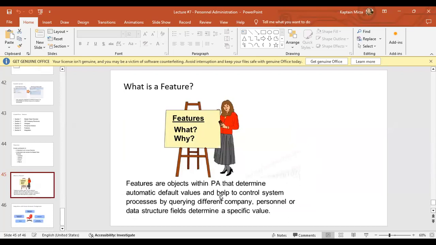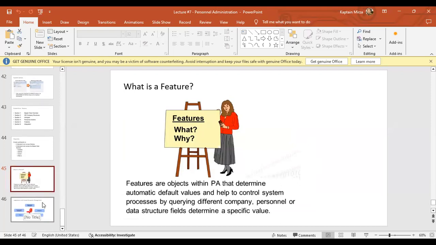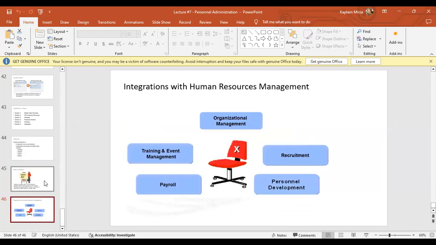What is a feature? Feature objects within personal actions determine automatic default values and help to control the system by querying different company, personal, or data structure fields to determine a specific value. Basically, features are outlines of a certain person, associated with a certain set of persona. Like an engineer will be required to have a bachelor's in engineering with 3 years of experience. That is a feature that will fit that person. So the integrations with that very person will be carried out at the payroll level, organizational unit level, recruitment level, personal development level, training, and even more. These are the areas that will be part of the actions and info types of that person.